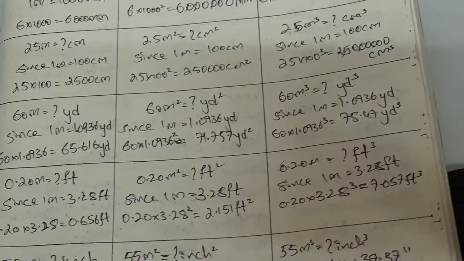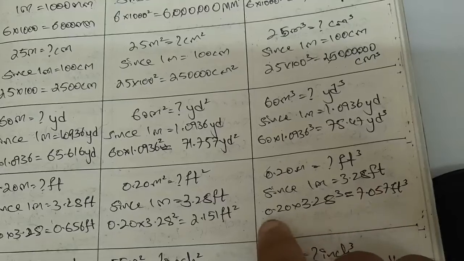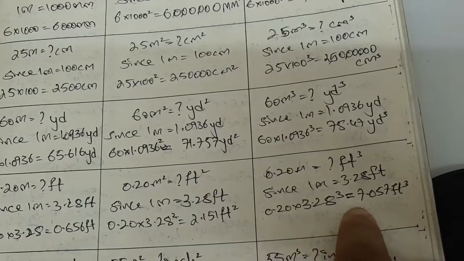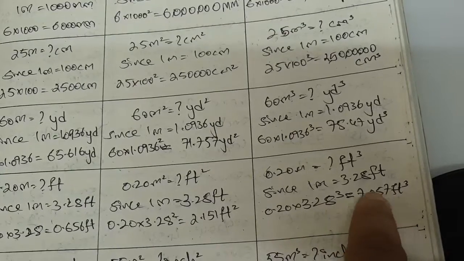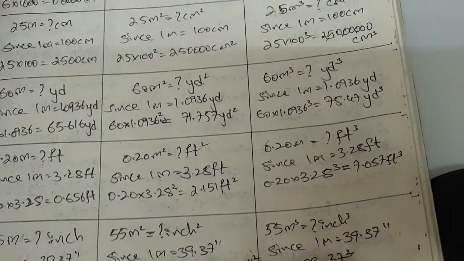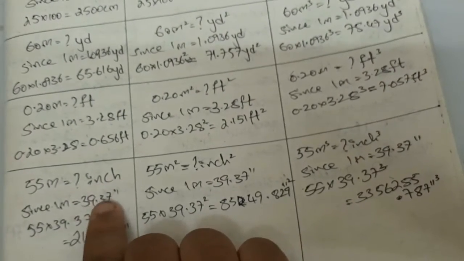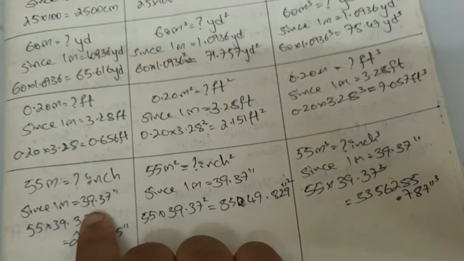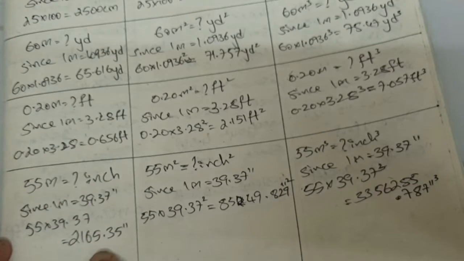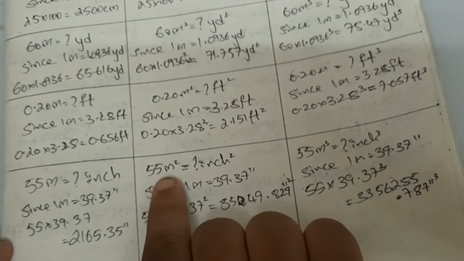Now 0.20 meter cube is equal to how many feet cube? So since 1 meter is equal to 3.28 feet, we multiply 0.20 with 3.28 cube, which gives us 7.057 feet cube. This is a volume. This is the third dimension. Now coming on to the next problem, we have 55 meters is equal to how many inches? So since 1 meter is equal to 39.37 inches, we multiply 55 with 39.37, which gives us 2165.35 inches.